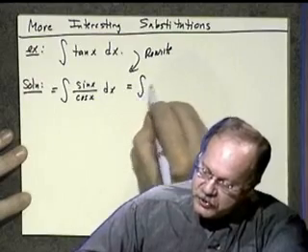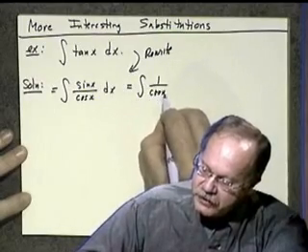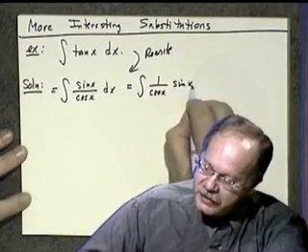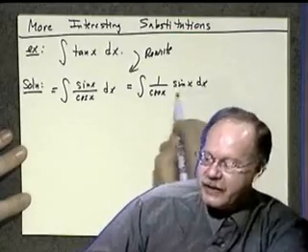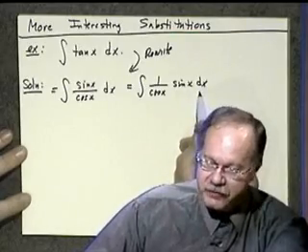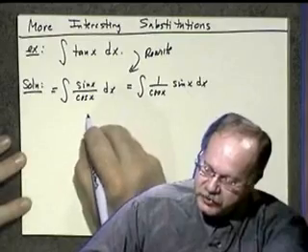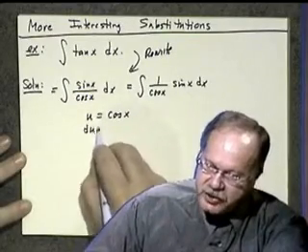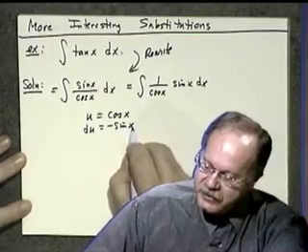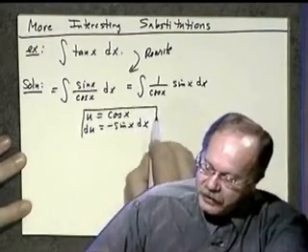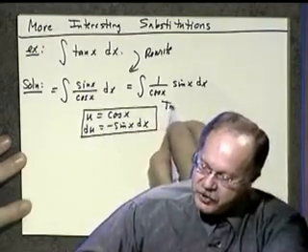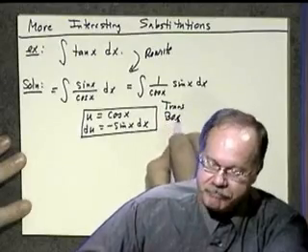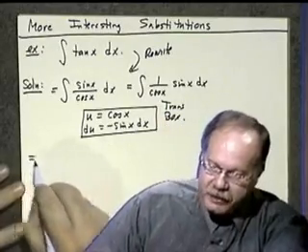So maybe I will just rewrite it this way to keep that straight: 1 over cosine x times sine x dx. And I'm hoping that the sine x dx will turn out to be the du I'm looking for. So let's create a translation box. Let's let u be cosine x. Then du will equal minus sine x dx. That's all I need here for my translation box.